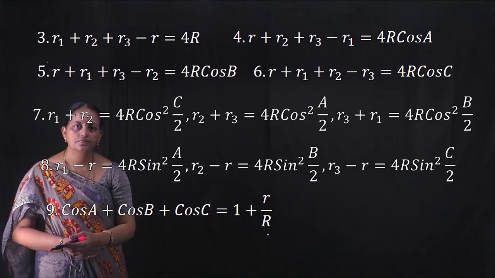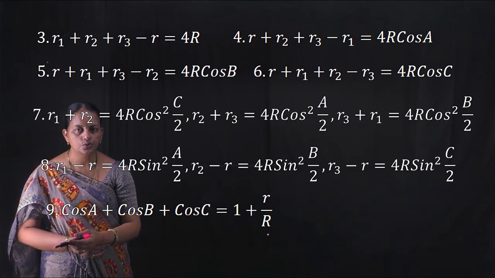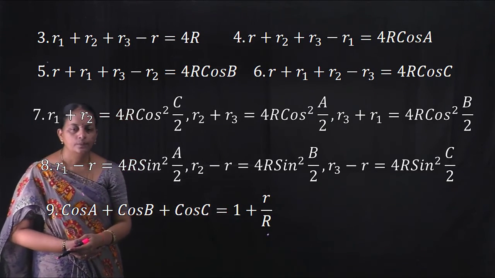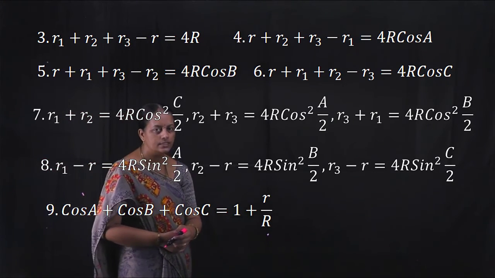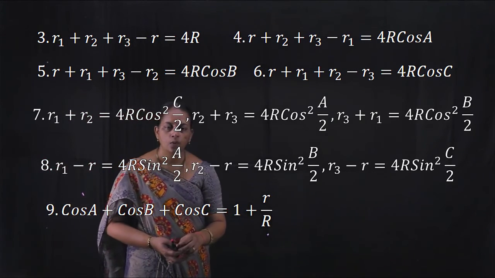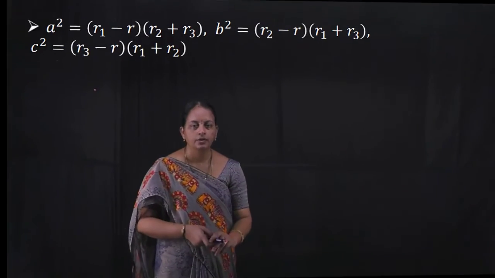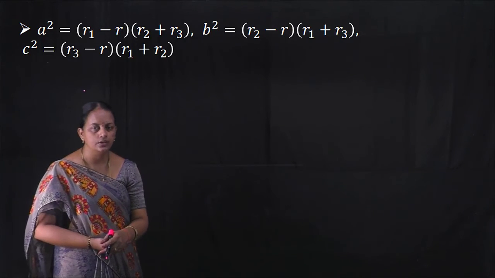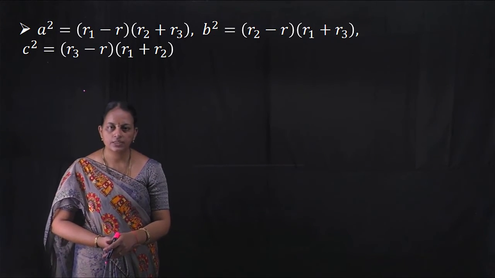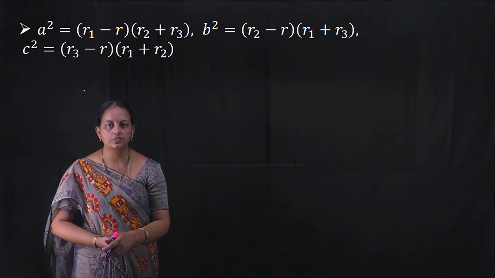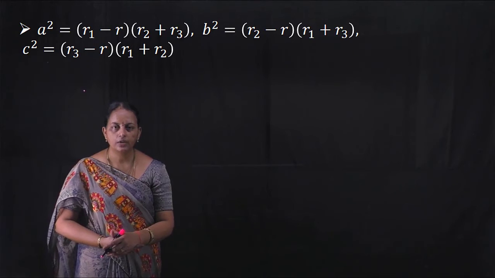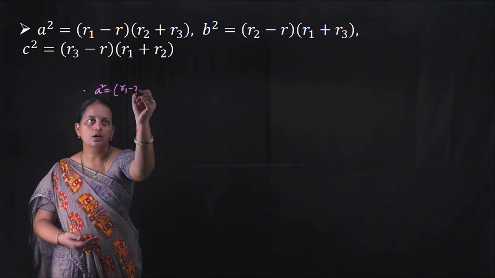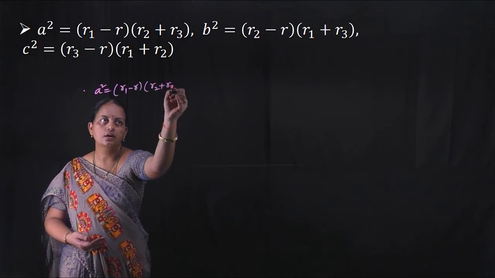And the last one, this is very much important and also useful, that is cos A plus cos B plus cos C is equal to 1 plus small r by capital R. Next we are going to derive a square is equal to R1 minus r into R2 plus R3, and b square is equal to R2 minus r into R1 plus R3, and c square is equal to R3 minus r into R1 plus R2. Let us start with a square is equal to R1 minus r into R2 plus R3.